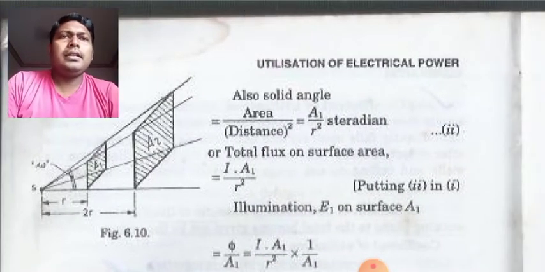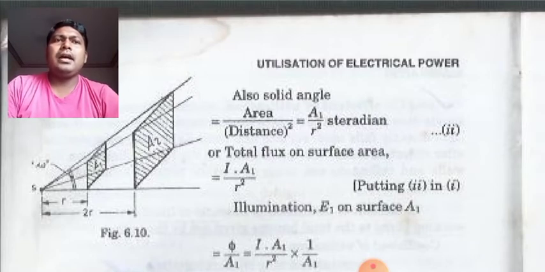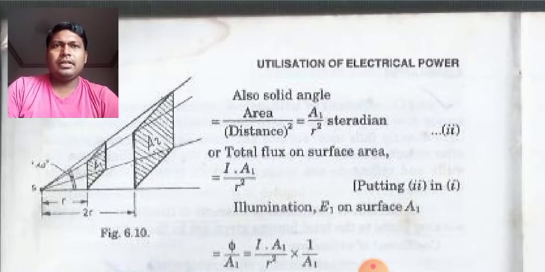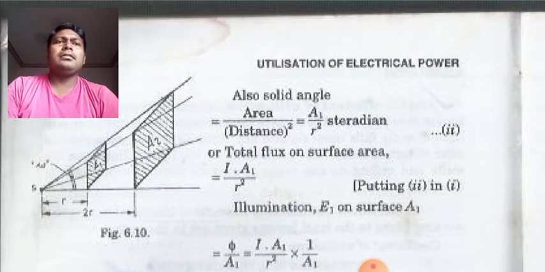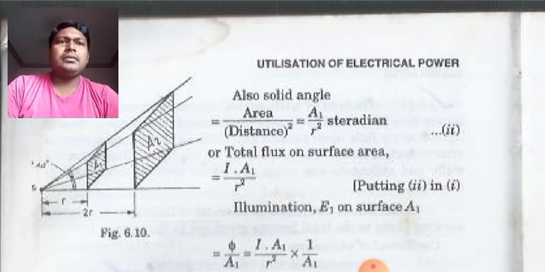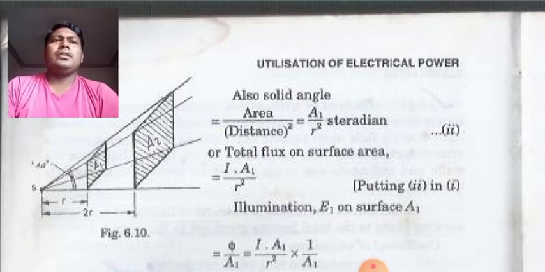Now the ratio of area by distance square, that is A1 by r square steradians, that is equation 2. Now from the total flux on the surface area, what will be the total flux? As already mentioned, it is equal to I into A1 divided by r square. So putting 2 in 1, what was equation 2? It was A1 divided by r square. So what will we get?